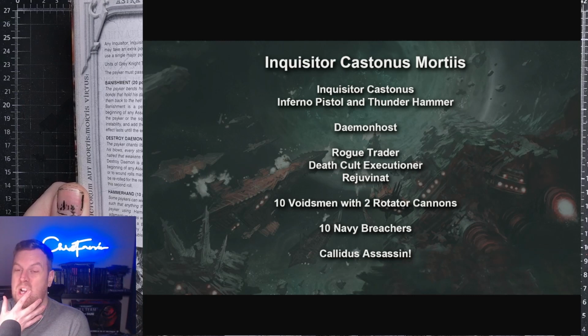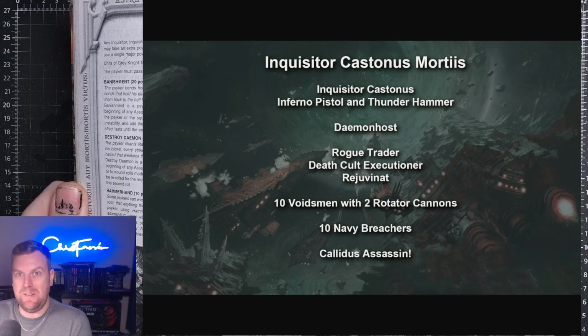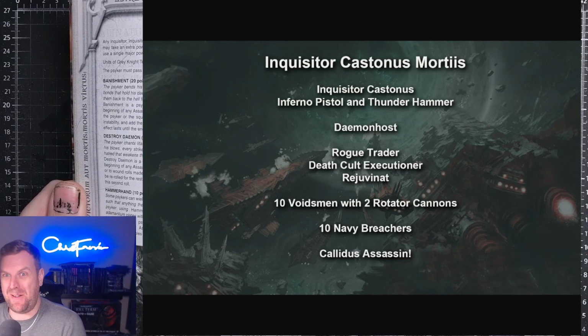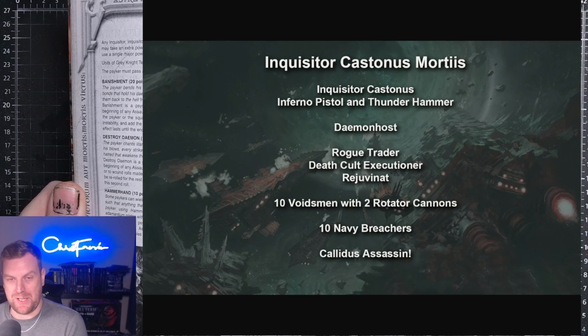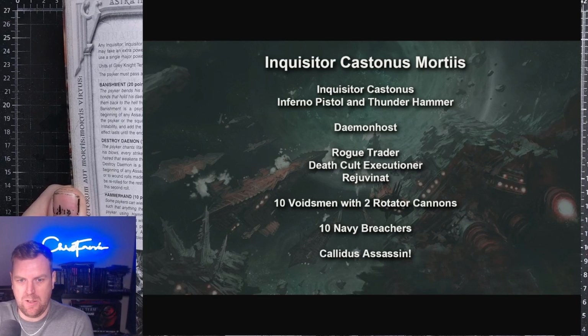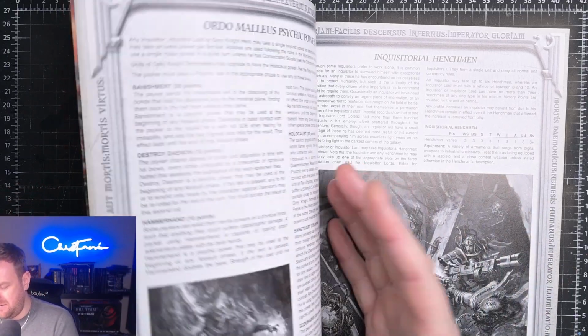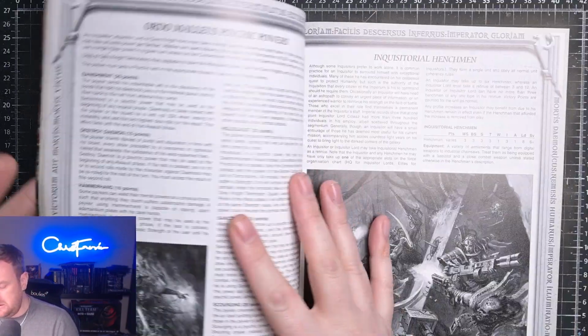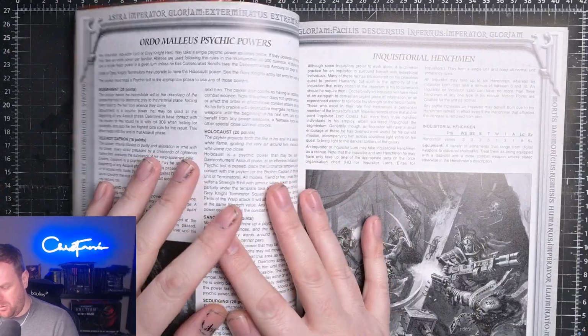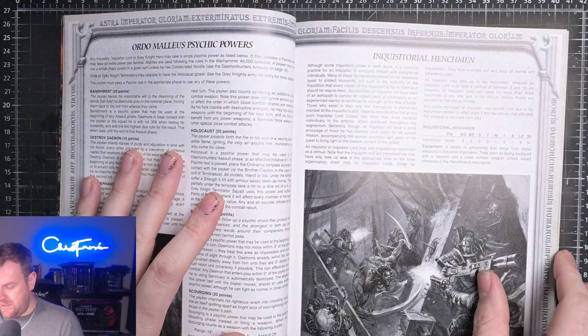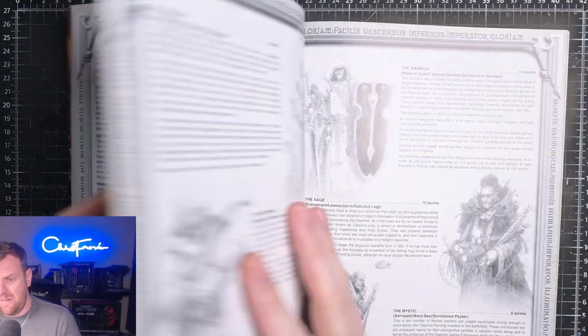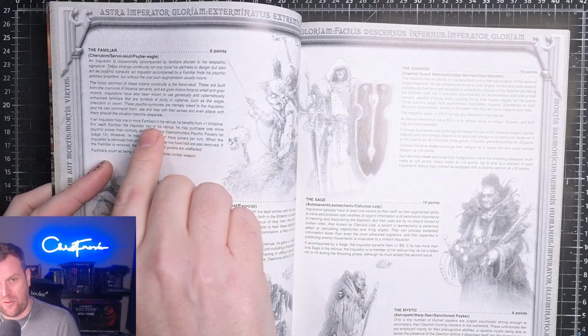So that whole idea was, okay, well, if an inquisitor was going onto a ship, what would his retinue look like? Well, there's basis for that in the lore. So we know what an inquisitorial retinue will look like because they have henchmen.